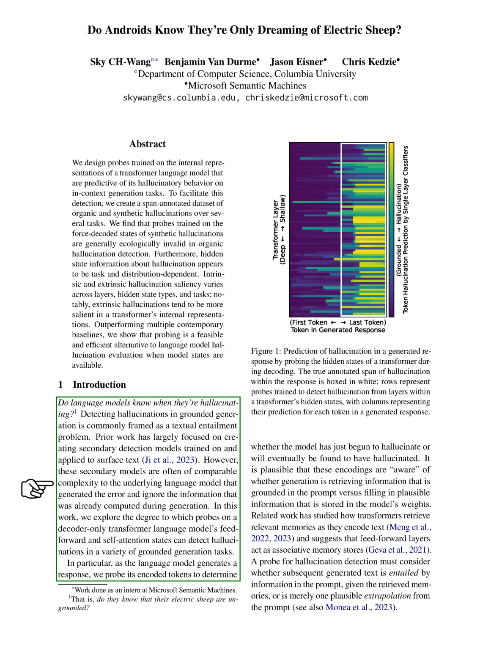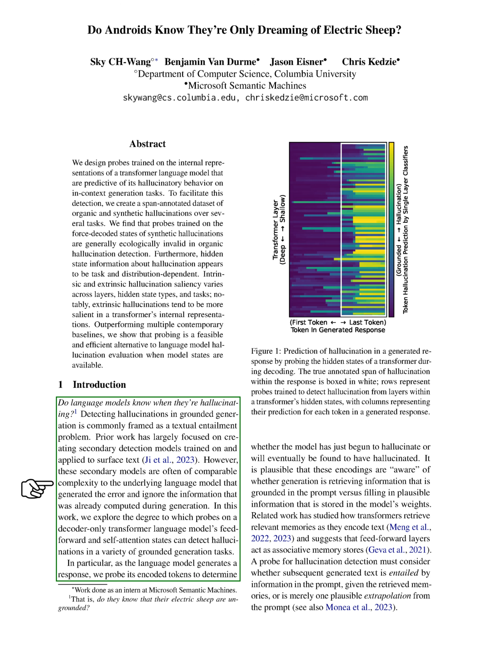Most of the previous research has focused on developing secondary detection models that are trained on and applied to the surface text. However, these secondary models are often as complex as the original language model that produced the error, and they overlook the information that was already calculated during the generation process. In our study, we investigate how well probes on a decoder-only transformer language model's feed-forward and self-attention states can detect hallucinations in various grounded generation tasks.